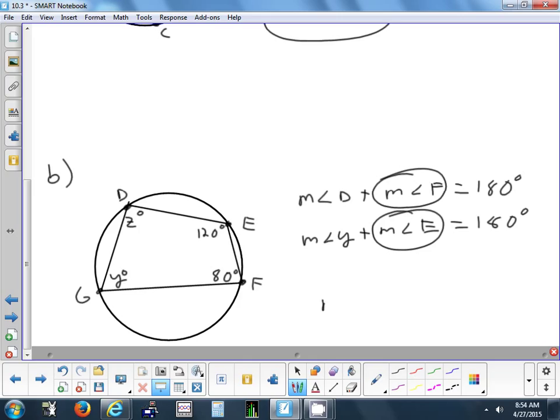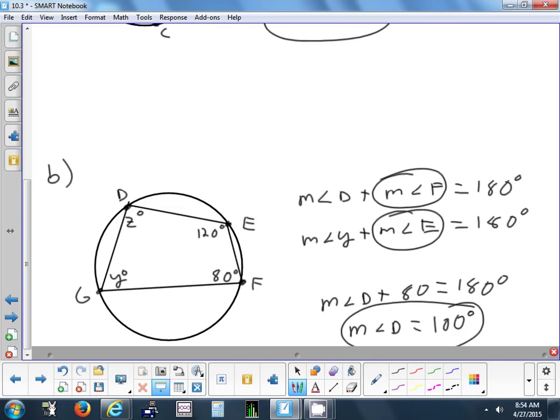Okay, let's start with the first one. Measure of angle F is 80. So how much is the measure of angle D? Yeah, it's 100. Or in other words, we could say, what did they want us to really say? Z. Z equals 100.